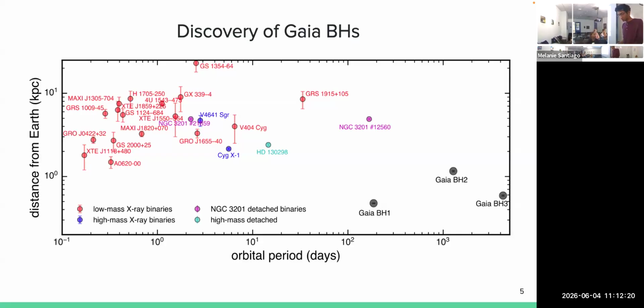I plotted them on this parameter space, a diagram of distance from Earth against orbital period. You can see this plot is currently dominated by these low mass X-ray binaries that I was referring to before. They're plotted in red, and they're all at short orbital periods. And the Gaia black holes occupy a new region of parameter space at much longer orbital periods and are closer to Earth than all of the black holes that we knew of before. So these are pretty record-setting objects.